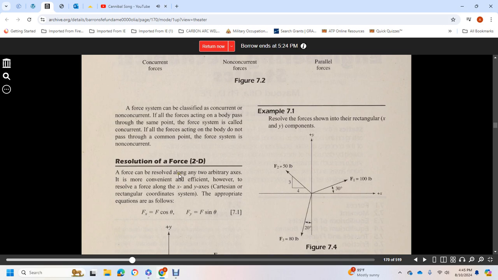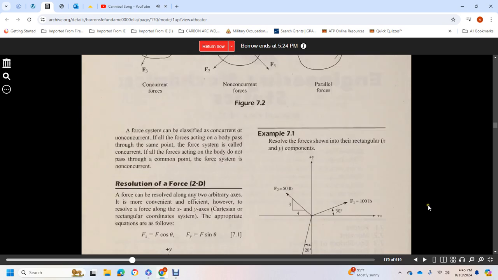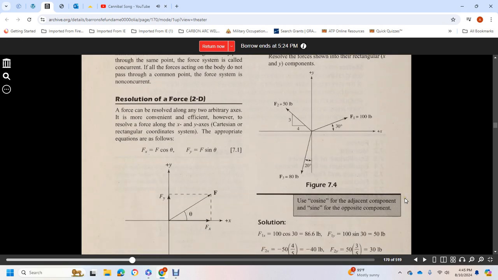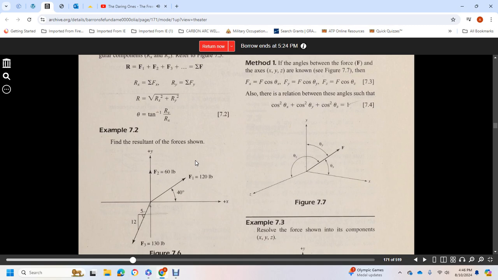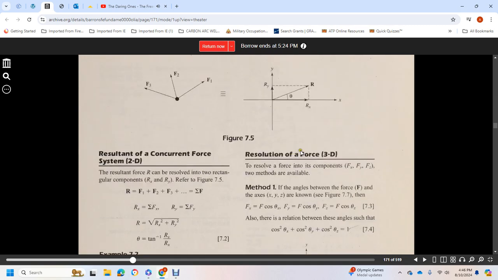Force x is equal to force cosine theta, force y is equal to force sine theta, as shown in figure 7.3, with sample and solution figures. Resultant of a concurrent force system in 2D: the resultant may be found from the two rectangular components, resultant x and resultant y. The resultant R is equal to F1 plus F2 plus F3, that is, the summation of F. Example: find the resultant force. Solution.